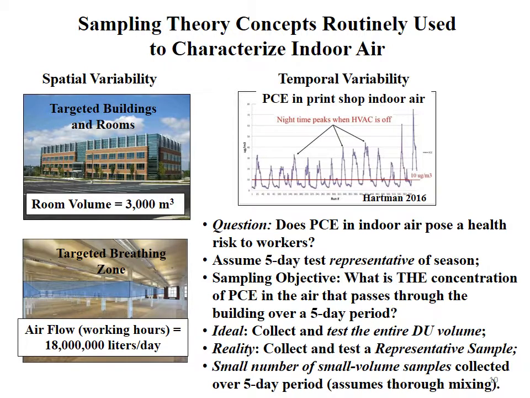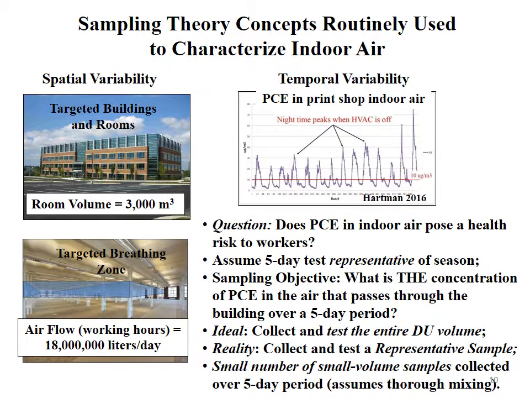Also, we have to take into account temporal heterogeneity. There's an example up at the top, a graph where Blaine Hartman did continuous sampling of PCE concentration inside of a print shop over several days. You can see all these spikes in PCE concentration in the indoor air data. This represents nighttime when they turned the HVAC system off, and the concentration of PCE went up. So we have to think not only about spatial variability, as we're designating decision units for indoor air, but also temporal variability. In this case, we're maybe most concerned about impacts to workers during working hours.